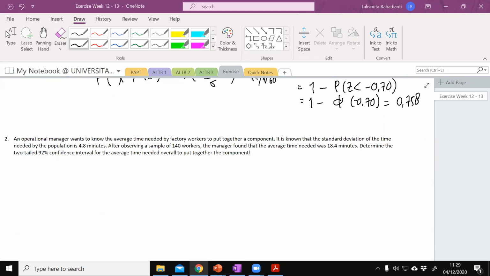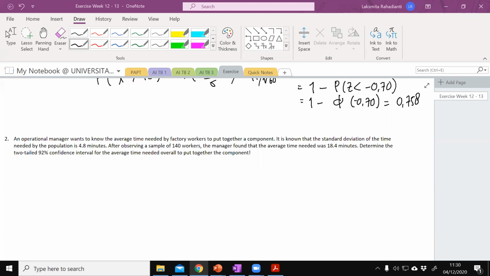Okay, so for number 2, let's read it together. An operational manager wants to know the average time needed by factory workers to put together a component. We know that the standard deviation of time needed by the population is 4.8 minutes. After observing a sample of 140 workers, they found that the average time of those 140 workers is 18.4 minutes.